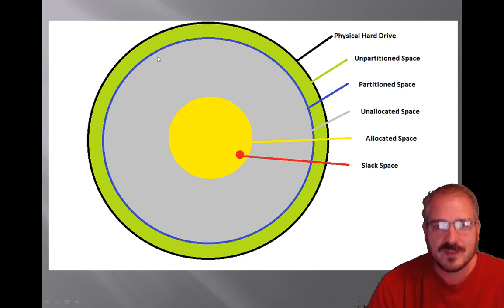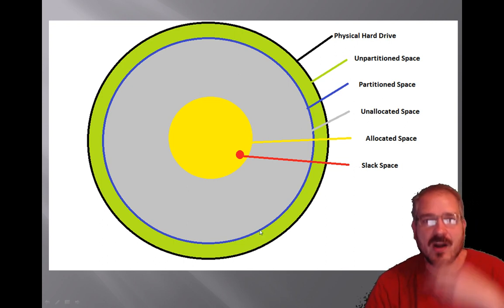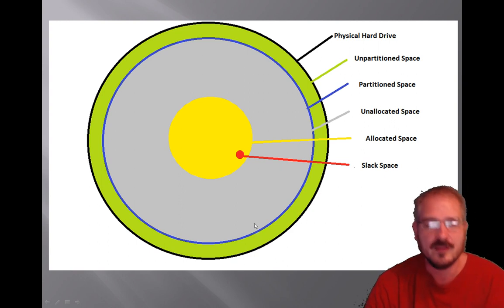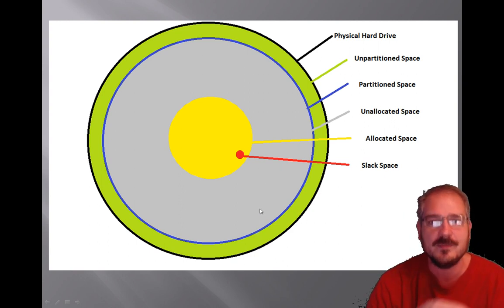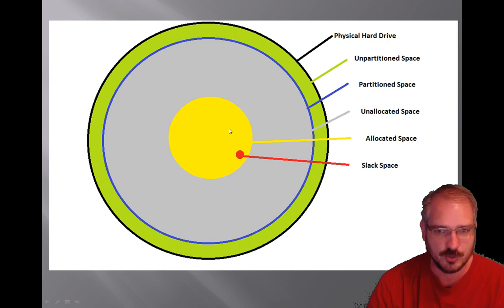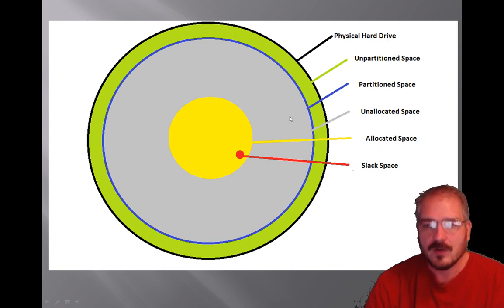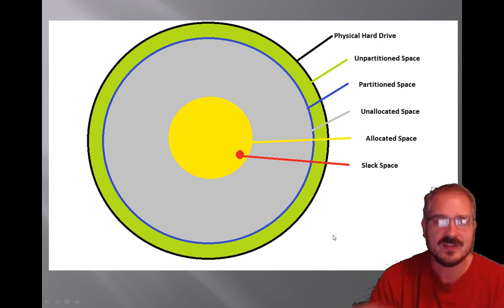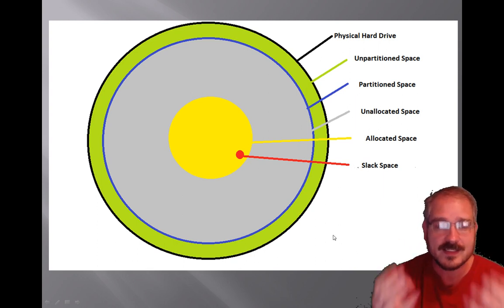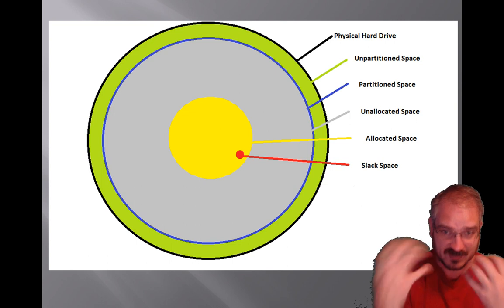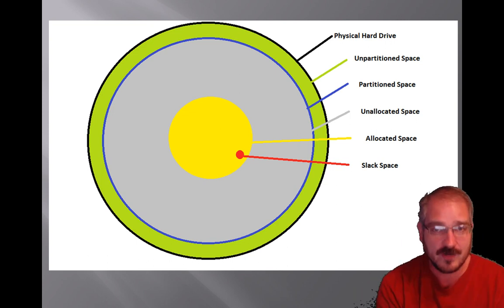So, the blue circle, this is our partition. This is the area that our file system has to work with. This is the area that our operating system can save files to. Okay? Now, the gray space is unallocated space, i.e. it's space that the operating system thinks is empty. It's the space that does not have a current file stored in it. In other words, it's the free space on your hard drive.